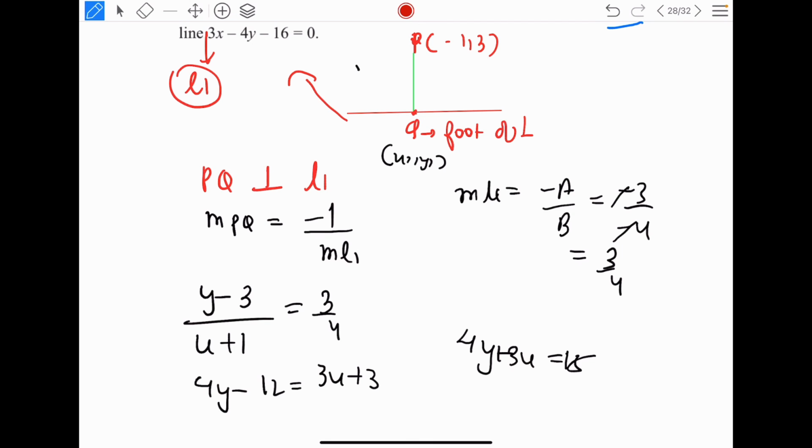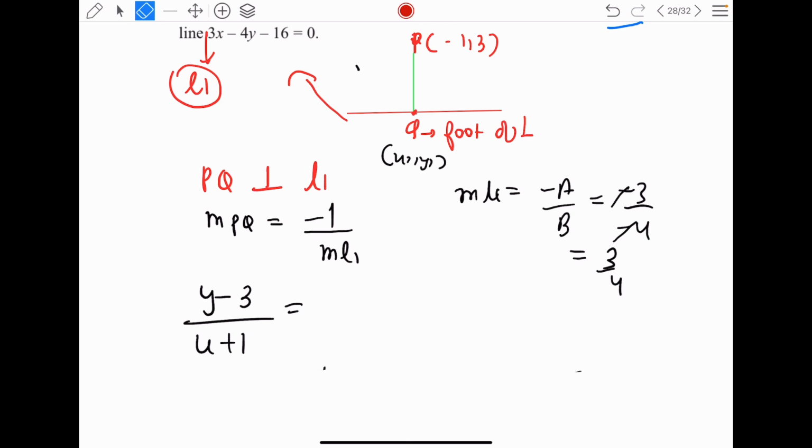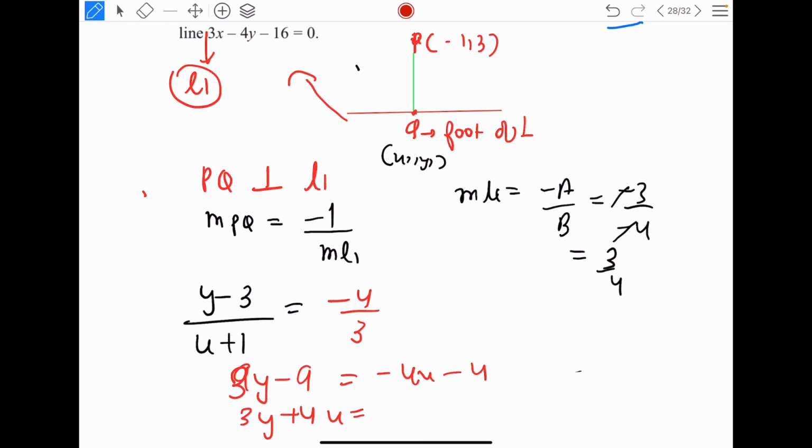Oh, I'm so sorry. There's another error we have made here. If the line is perpendicular, the slope of the perpendicular is -1 upon the slope of the line. So that means this is equal to -4 by 3. Now multiplying, 3y minus 9 is equal to -4x minus 4. That means 3y plus 4x is equal to -4 plus 9, that is 5. That is the equation you have got.